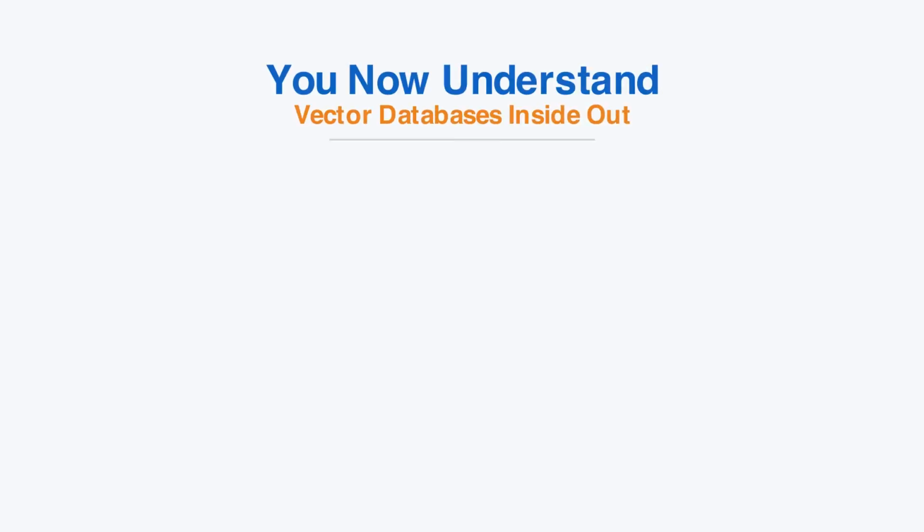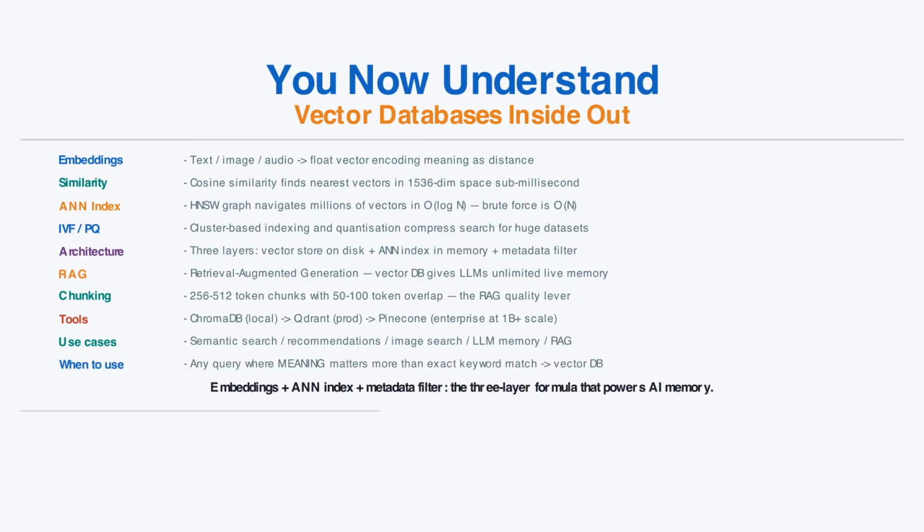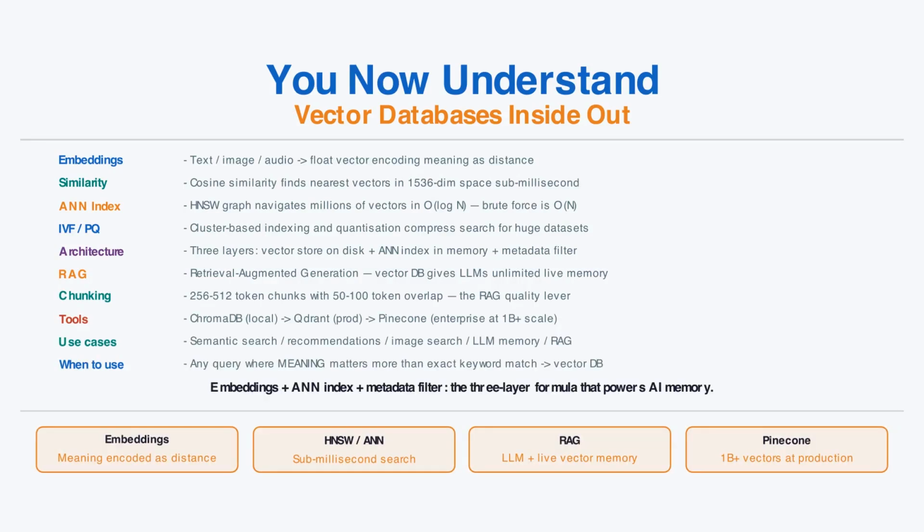You now understand vector databases from first principles. Embeddings encode meaning as distance in high-dimensional space. Similar items produce similar vectors. Approximate nearest neighbor search, specifically HNSW, lets you find similar vectors in milliseconds across millions of entries. A vector database layers 3 things: raw vector storage on disk, an ANN index in memory, and a metadata store for filtering. RAG uses a vector database as the external memory for a large language model, retrieving relevant chunks at query time to ground answers in facts.